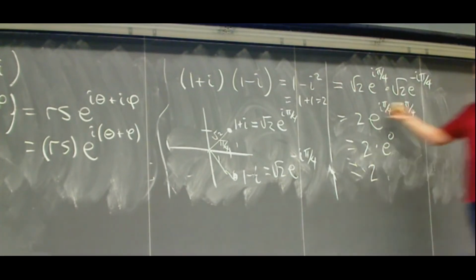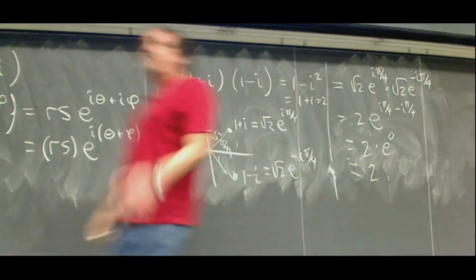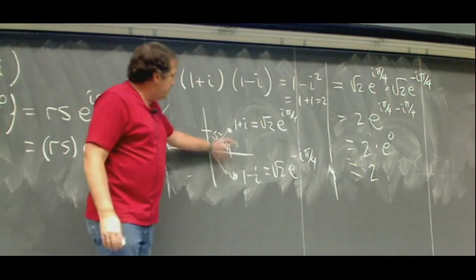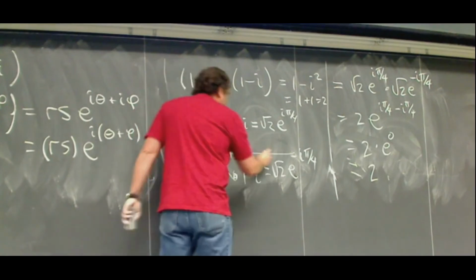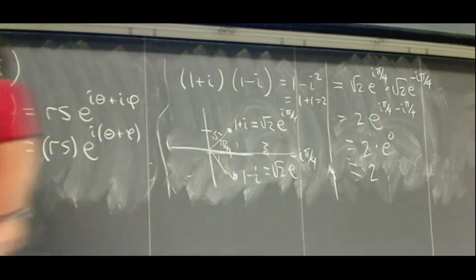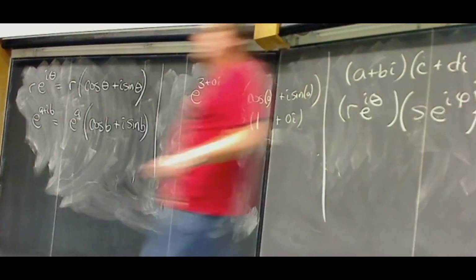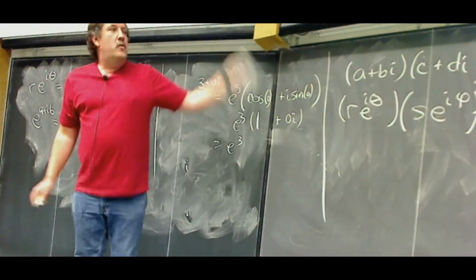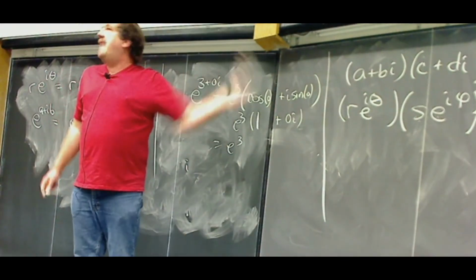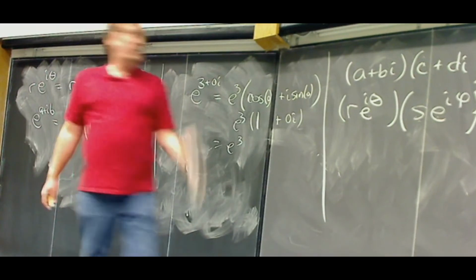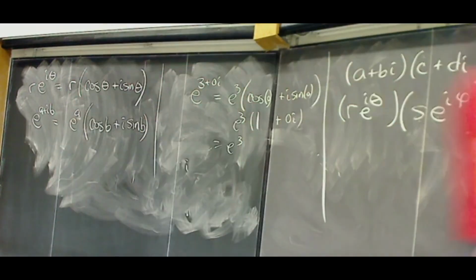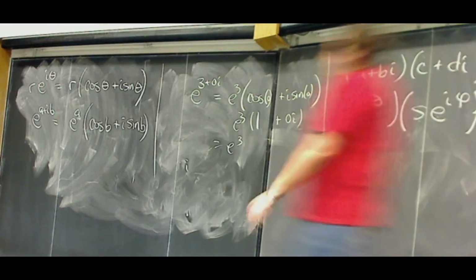Now, this I can actually do just by looking at the picture and saying, this angle's plus, that angle's minus, add them together, they'll be here. This length is root 2, 2. That's fine. So, multiplication is adding angles. Division is subtracting angles.